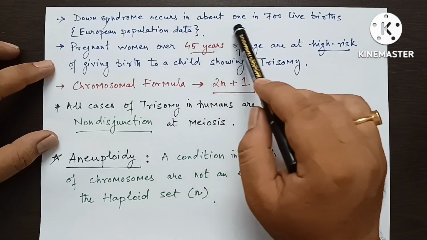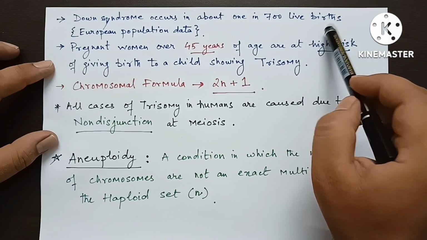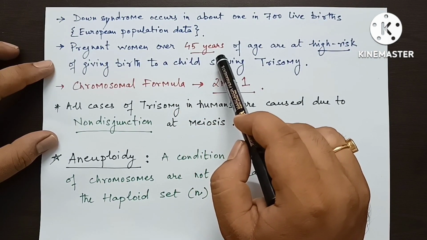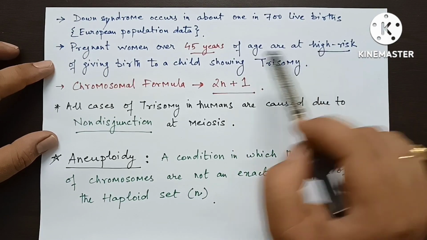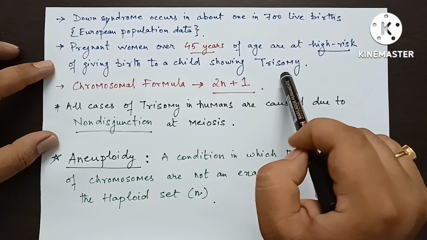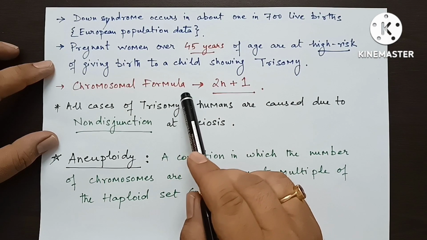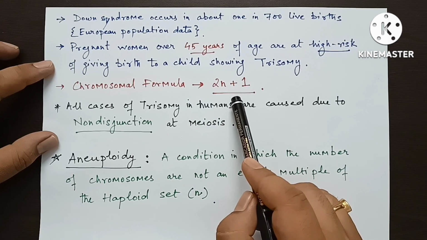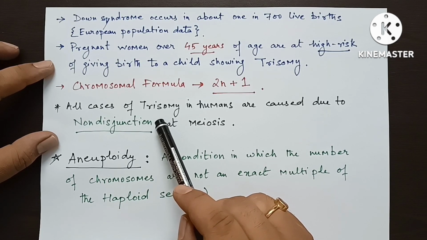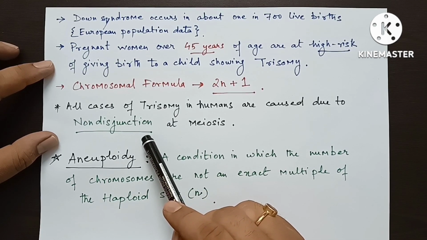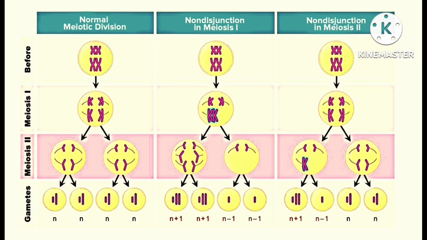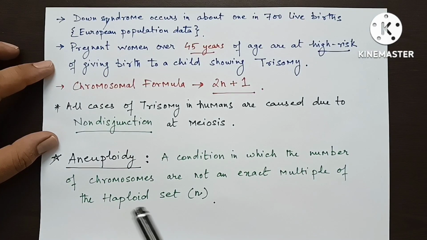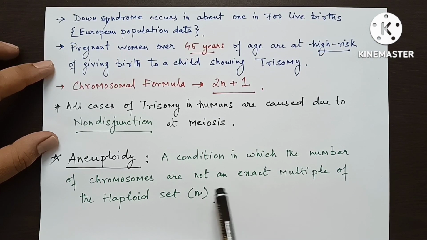Down syndrome occurs in about 1 in 700 live births. Pregnant women over the age of 45 years are at a higher risk of giving birth to a child showing trisomy. The chromosomal formula for trisomy 21 or Down syndrome is 2N plus 1. All the cases of trisomy in humans are caused due to non-disjunction during meiosis. And aneuploidy is a condition in which the number of chromosomes are not an exact multiple of the haploid set N.